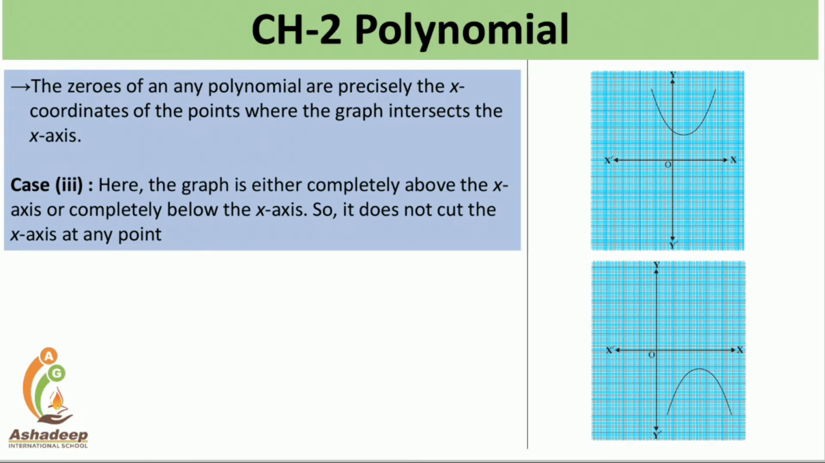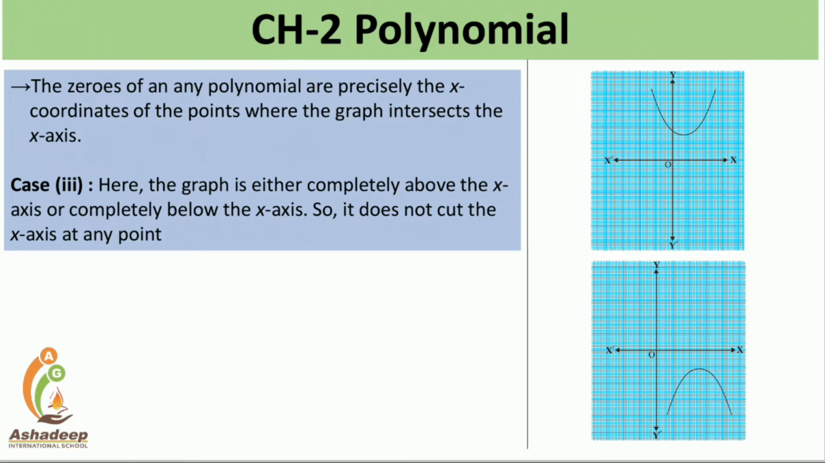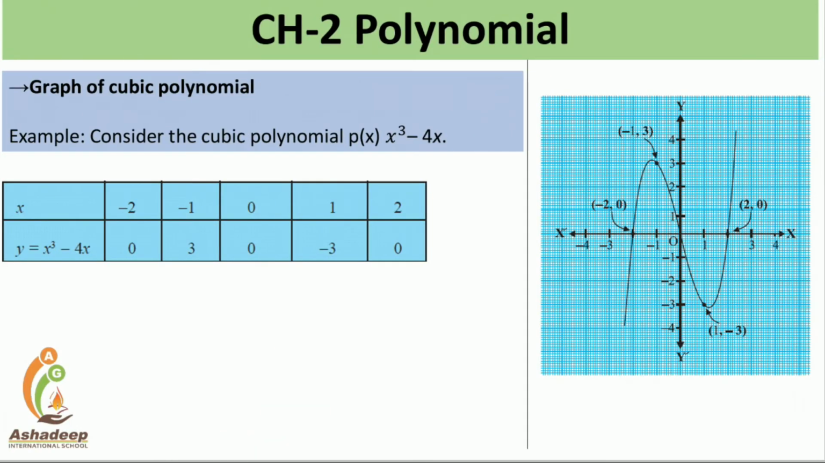And from this graph what we can say is the value of a is greater than 0. And from this graph what we can say is the value of a is less than 0. So those simple things must be kept in mind. Now let's move ahead. Okay, now let's see the graph of a cubic polynomial.